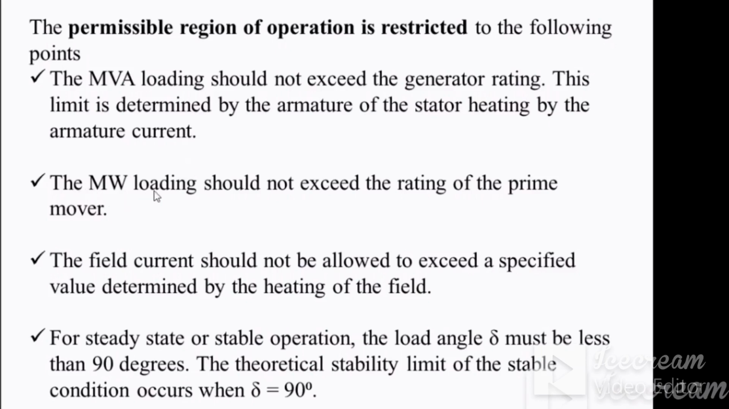Next is the megawatt loading, which should not exceed the rating of the prime mover. As we have said previously, the active power delivered by the alternator majorly depends upon the prime mover's rotation, that is the mechanical input to the alternator. That mechanical input should not exceed its maximum limit or capacity, so that the active power delivered by the alternator will not exceed its transferring capability, and thus the loading will remain within a permissible limit.